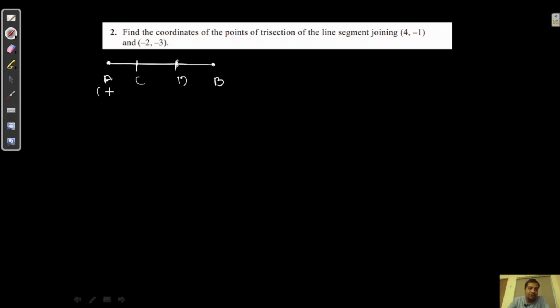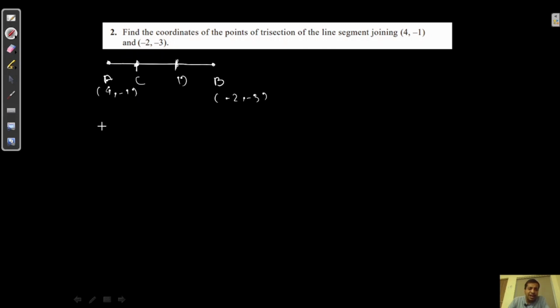Okay, so let us do the value of A. Find the coordinate of point of trisection of line segment joining A (4, minus 1) and point B (minus 2, minus 3). Okay, so now we are going to find value of C. Just look, for C I will find, D you have to find by yourself. The point C, just imagine if AC, CD and DB all are equal.